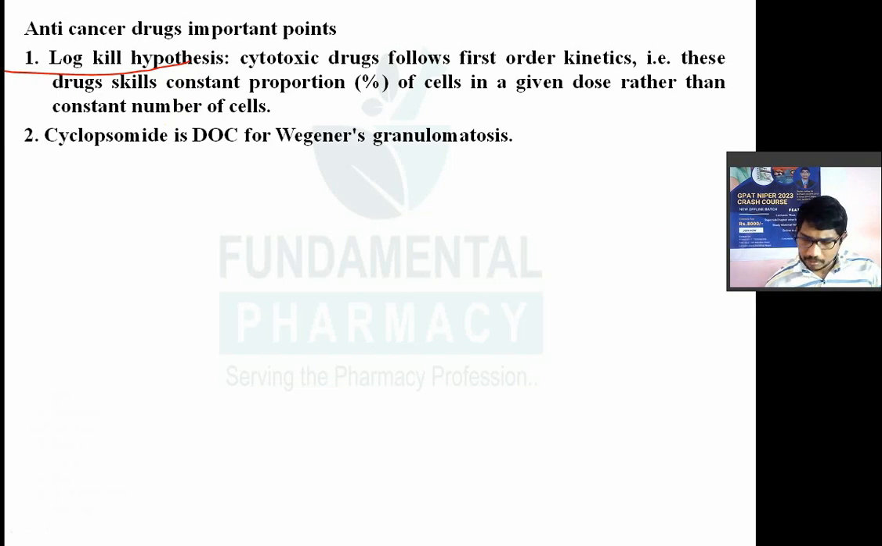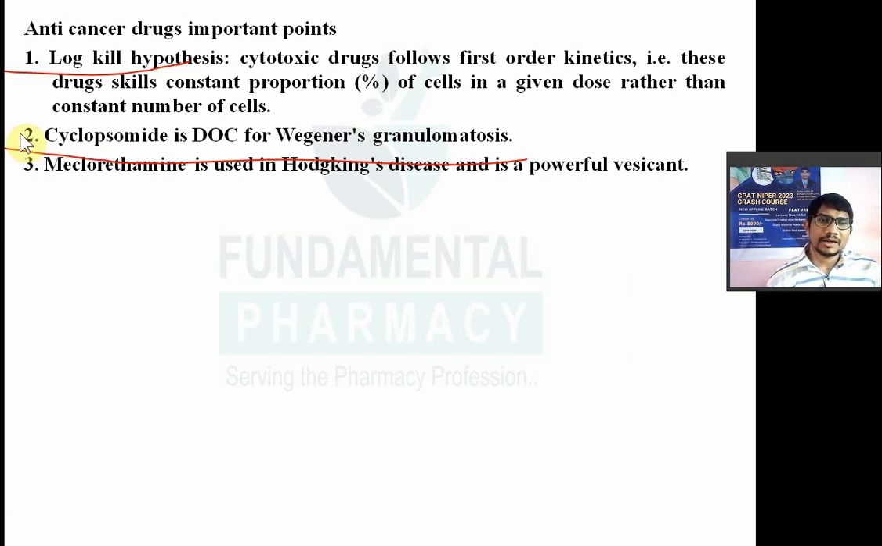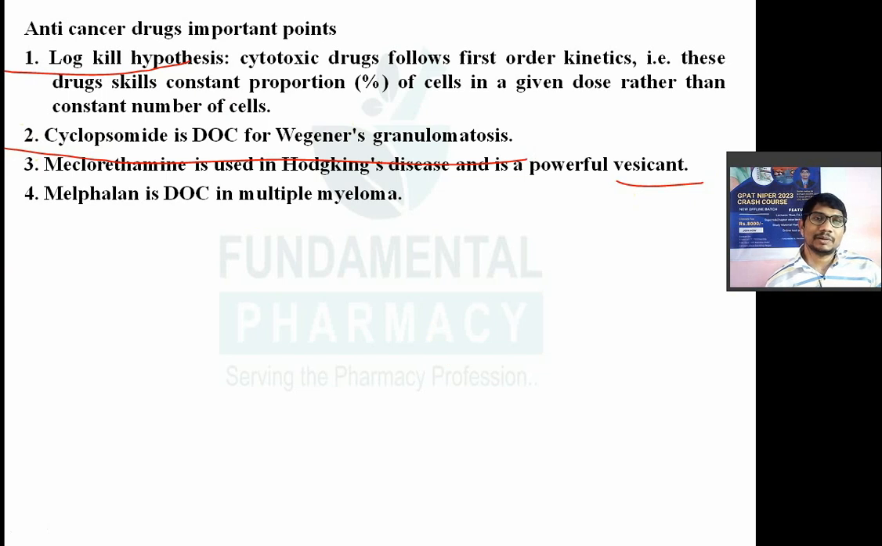Now remember, cyclophosphamide is a drug of choice in Wegener's granulomatosis. Again, you have to remember next point. Mechlorethamine is used in Hodgkin's disease and it's the most powerful vesicant. ये क्या करेंगे? ब्लड वेसल की परमेबिलिटी बढ़ा देंगे, वहाँ पे इन्फ्लेमेशन कर देंगे, पेन कर देंगे. Now next is melphalan, a drug of choice in case of multiple myeloma. You have to remember, melphalan is a drug of choice in multiple myeloma.